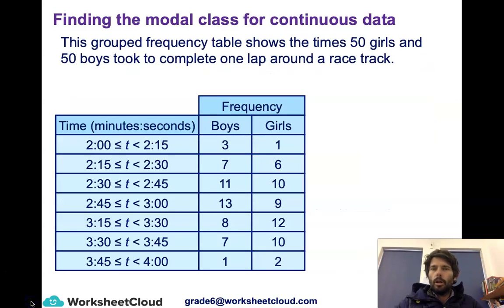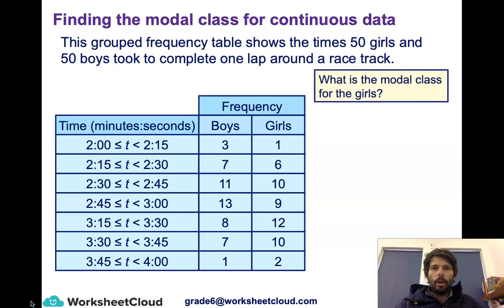Also find the modal class for continuous data. And continuous data is represented in the table on your screen. That table represents 50 boys and 50 girls who completed 1 lap around a racetrack and their times. So you read that from 2 minutes to 2 minutes 15, and including 2 minutes, 3 boys and 1 girl finished a lap. From 2 minutes 15 to 2 minutes 30, including 2 minutes 15, there were 7 boys and 6 girls that completed the lap. And you can read that information off the frequency table moving down to see how many boys and girls completed a lap in a particular time.